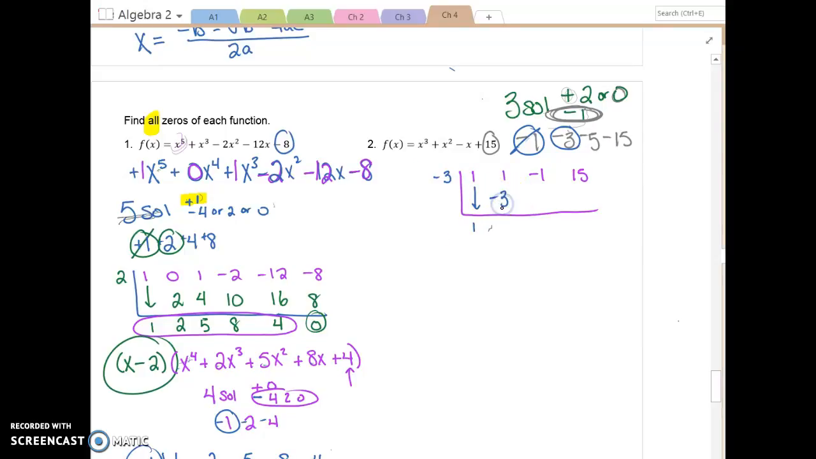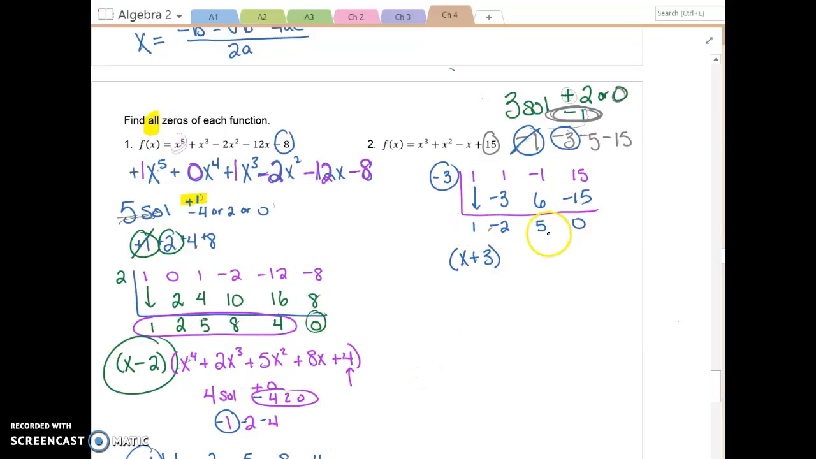Multiply, add, multiply, add, multiply. We got a remainder of 0. This means negative 3 is a solution, and our factored form is x plus 3.